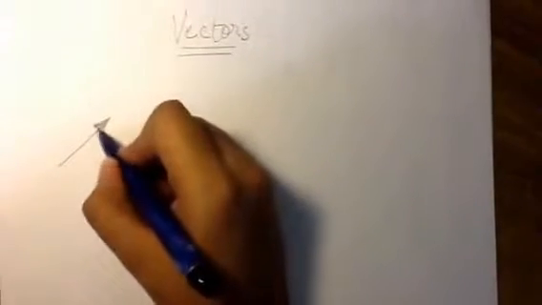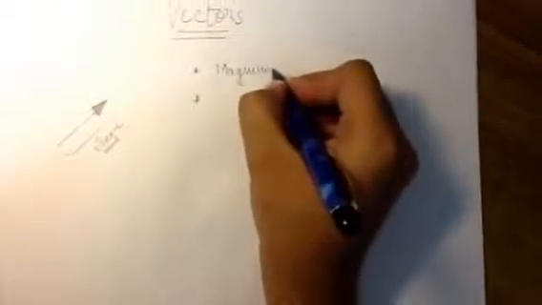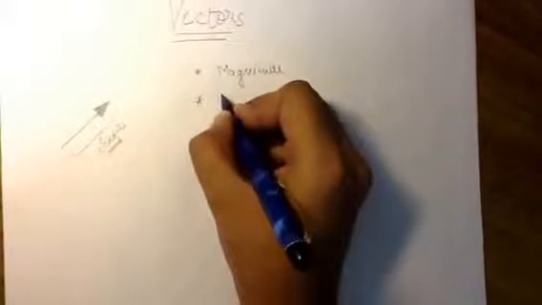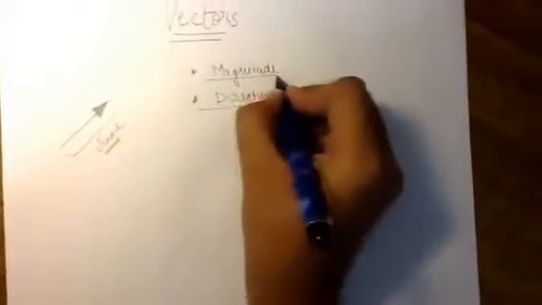A vector is a purely physical quantity which is defined as an arrow with direction and a specific length. So a vector is basically any quantity which has two components, a magnitude and a direction. If a quantity has these two, we say it's a vector.